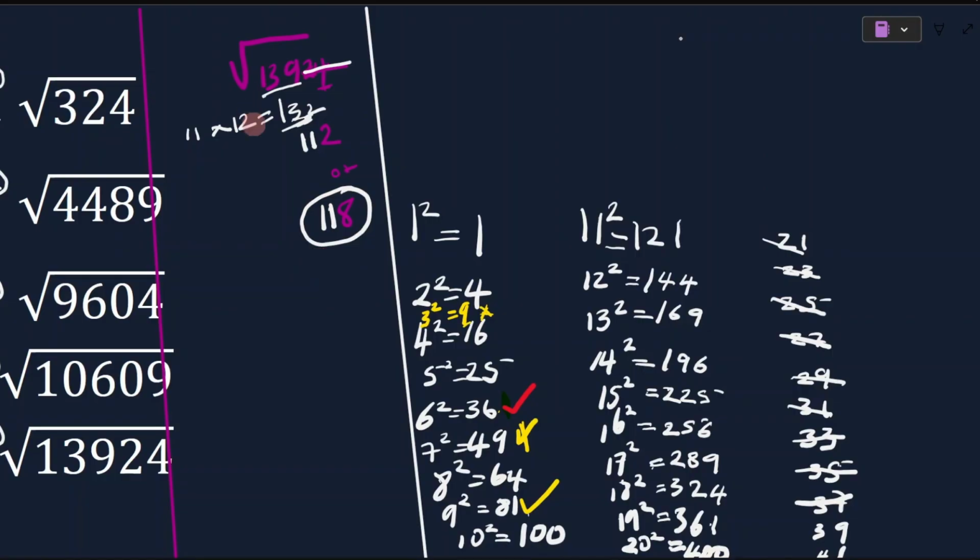And what does it mean? It means that the square root of 13,924 is equal to 118. That is 118, and this is our answer. You can also press your calculator again.